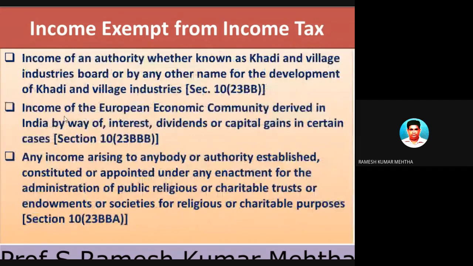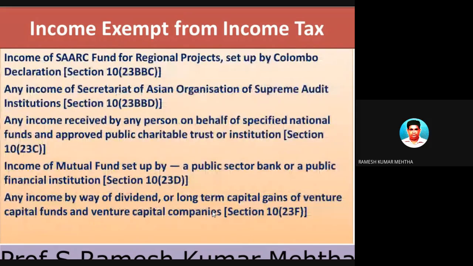In the same way, income of the European Economic Community derived in India by way of interest, dividend or capital gains is also exempt from tax. Any income arising to anybody or authority established, constituted, or appointed under any enactment for the administration of public religious or charitable trusts or endowments or societies for religious or charitable trust are exempted from tax. Next one, income of SAARC fund for regional projects set up by Colombo Declaration is also exempted from tax.